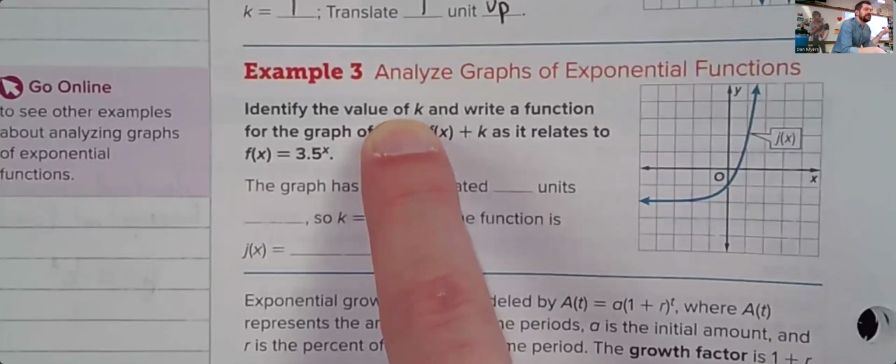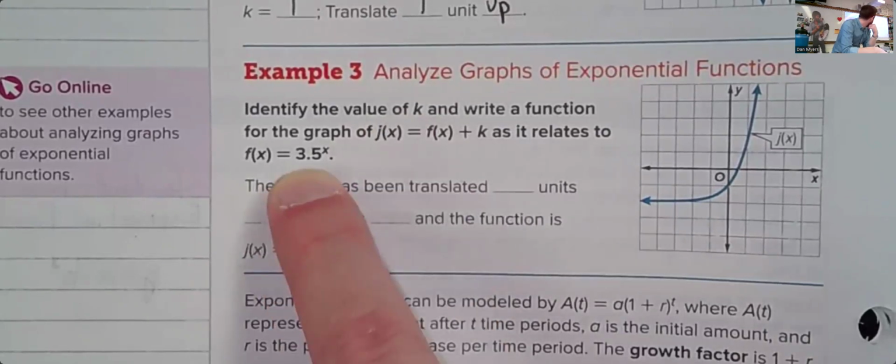What kind of a transformation? Reflection? If we're only looking at k, is there a reflection? No. Is there a stretch? No. Is there a horizontal shift? No. Vertical shift? Yeah. So we're only looking for a vertical shift here. So this is our parent function.